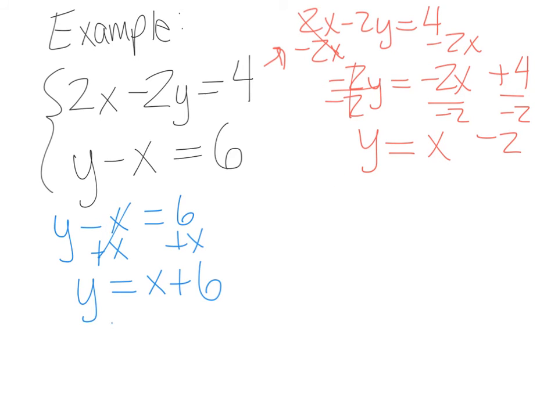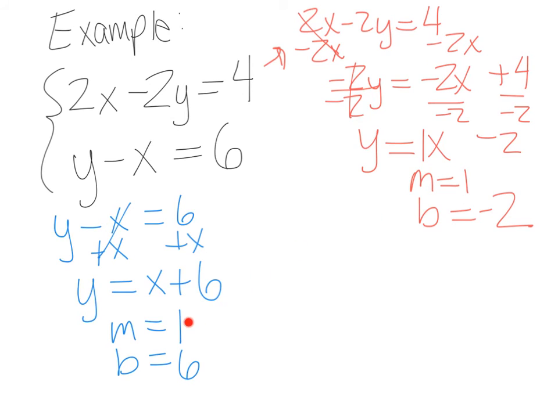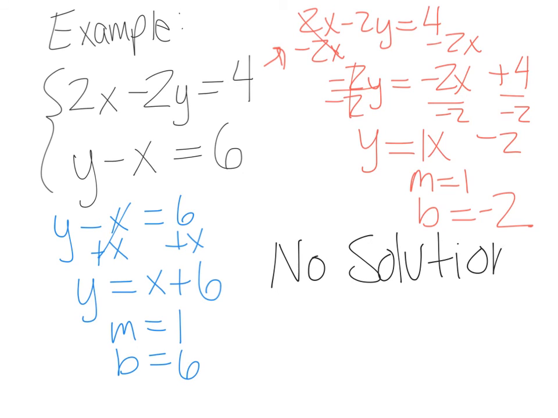So for my blue equation, it looks like my slope is 1 and my y-intercept is 6. For my red equation, my slope is also 1. Right? If there's not a number in front of the x, it's just a 1. And my y-intercept is negative 2. Okay, so it looks like I have the same slope and different y-intercepts. So if they're the same slope and different y-intercepts, that means that I'm dealing with parallel lines. So there is no solution for parallel lines. They never touch. And they are inconsistent. Inconsistent just means they do not meet at any points.